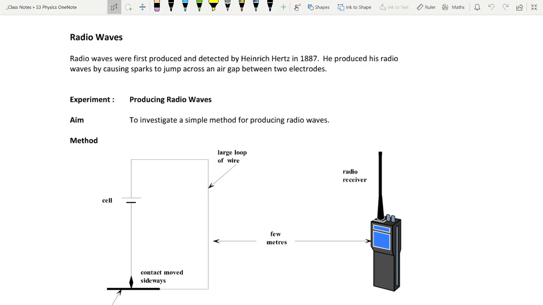So radio waves you would be familiar with because they are used to send signals from radio stations to radios, and radios pick up the signals, and then they are converted into sound. We're going to look a little bit more detail about how radios work later. Radio waves were first produced and detected by Heinrich Hertz, so the frequency guy Hertz, in 1887.